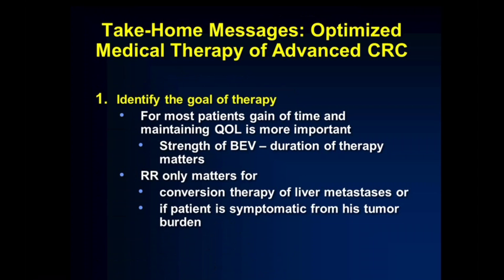Here are the take-home messages from what we've talked about today. So first, always identify the goal of therapy. For most patients with metastatic disease, a gain in time and maintaining quality of life is most important. The bevacizumab is important for patients that are candidates for it, and duration of therapy is important.